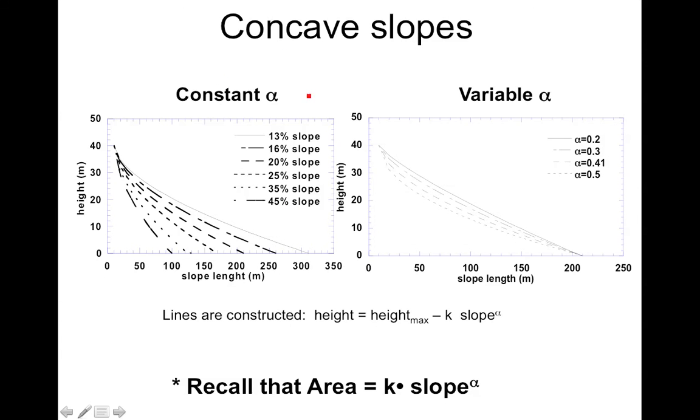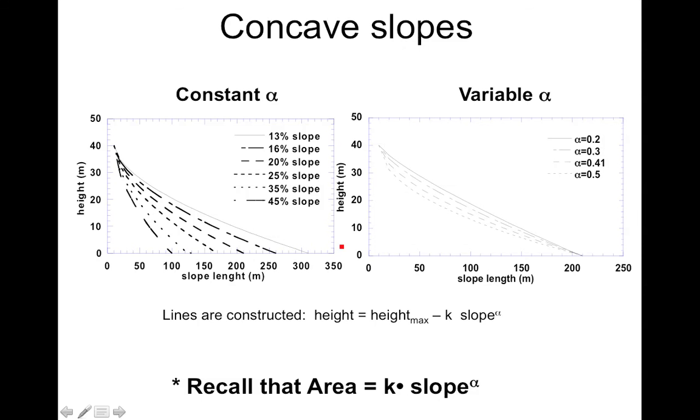So let's say we held alpha constant. Let's assume that it's 0.41. And so we can essentially have the same exponent but have different hillslope lengths if we started from some constant height, for example. And they give us different average slopes, right? From the top to the bottom we get an average slope. In this case 13% when we have the longest slope and 45% when we have the shortest.